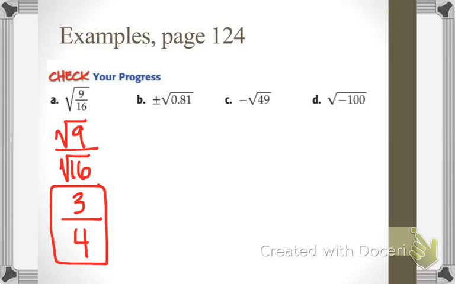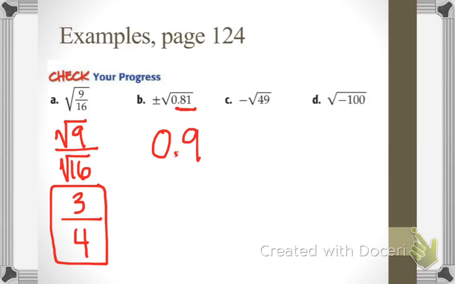All right, on B, plus or minus the square root of 0.81. The number I see here is 81. So I'm thinking, what times itself would give me 81? Well, that would be 9. 9 times 9 gives me 81, but I want 0.81. So that would be 0.9. 0.9 would give me 0.81. So some of these are just going to be trial and error. You're going to have to actually try the numbers in your calculator and see what will give you the correct answer.